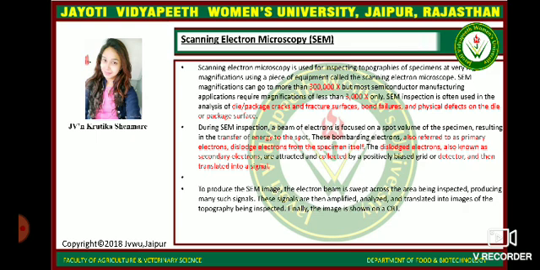During SEM inspection, a beam of electrons is focused on a spot volume of the specimen, resulting in the transfer of energy to the spot. These bombarding electrons, also referred to as primary electrons, dislodge electrons from the specimen itself. The dislodged electrons, also known as secondary electrons, are attracted and collected by a positively biased grid or detector and then translated into a signal. To produce the SEM image, the electron beam is swept across the area being inspected, producing many such signals. These signals are then amplified, analyzed, and translated into images of the topography being inspected. Finally, the image is shown on a CRT.